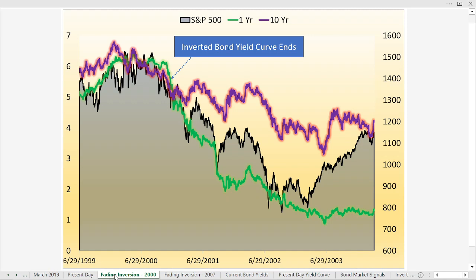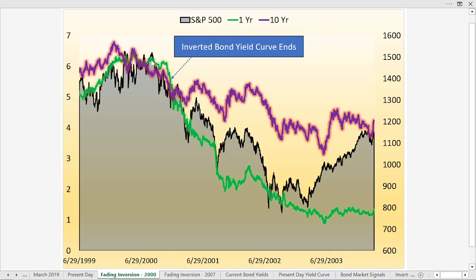Going back to the year 2000, we can see the purple line is a 10-year bond, the green line is a 1-year bond. The purple line, the 10-year bond, was above the green, and the black line, by the way, is the S&P 500. So as the stock market was going up in the year 2000, the purple line, the 10-year bond, was above the green. That's a normal condition. However, notice then the green line, the 1-year bond, traveled above. That was the beginning of the inversion, the inverted yield curve.